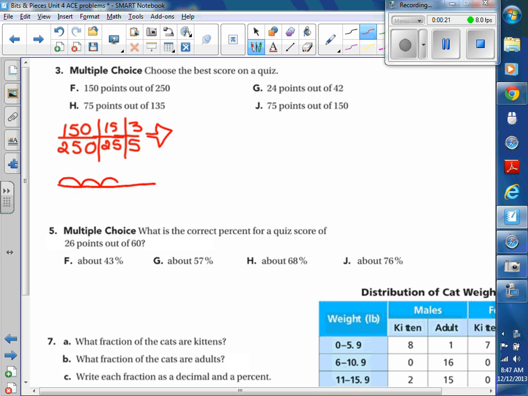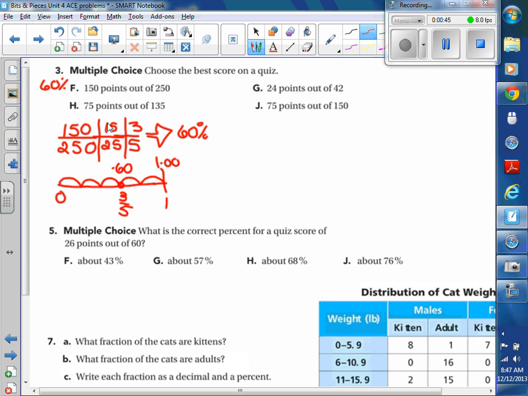1, 2, 3, 4, 5. That's one whole. This is 3/5. What decimal is that? 0.60, right? 60 hundredths, and so that would be 60%, right? Good. So we know that's 60%.